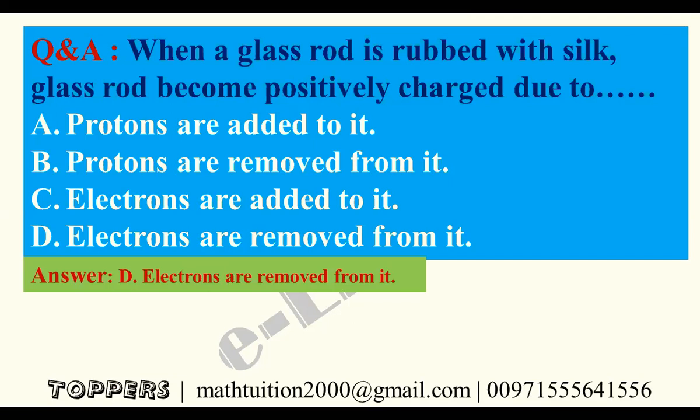C, electrons are added to it. When we are rubbing glass and silk, the electrons on the glass rod are loosely bound, so they will be transferred to the silk. So option C is also wrong. The correct option is electrons are removed from the glass rod to the silk. That is the correct option.